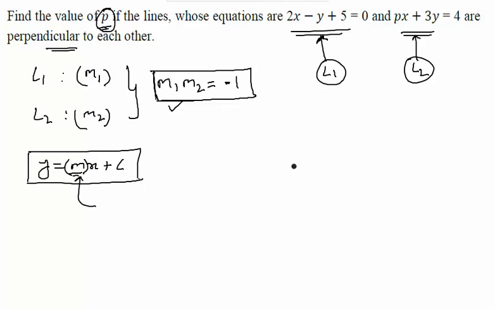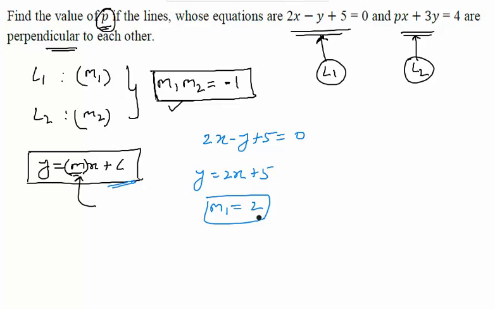So in our question, let us look at line L1. It is given to us that it is 2x minus y plus 5 equal to 0. So if I convert it into the form, y is equal to 2x plus 5. So now it is represented in this y is equal to mx plus c form. So my m1, slope of first line, should be equal to 2, right?